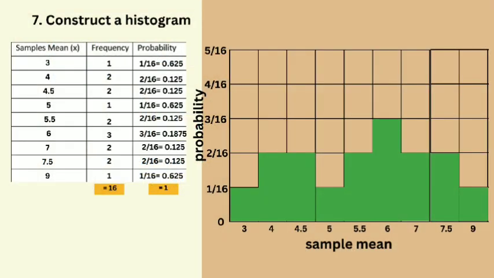So the last part is to construct a histogram. So in constructing the histogram, ang x-axis is the sample mean and the y-axis is the probability. So we have here the sample mean 3, 4, 4.5, 5, 5.5, 6, 7, 7.5, and then 9. So in plotting that one, itanawon na nimo ang probability. So, ang 3, na belong siya sa 1 over 16. And then, 4, na belong siya sa 2 over 16. Then, sa 4.5, na belong siya sa 2 over 16. And then, the 5, na belong siya sa 1 over 16, and so on. So, mora na siya ang pag-construct sa histogram.